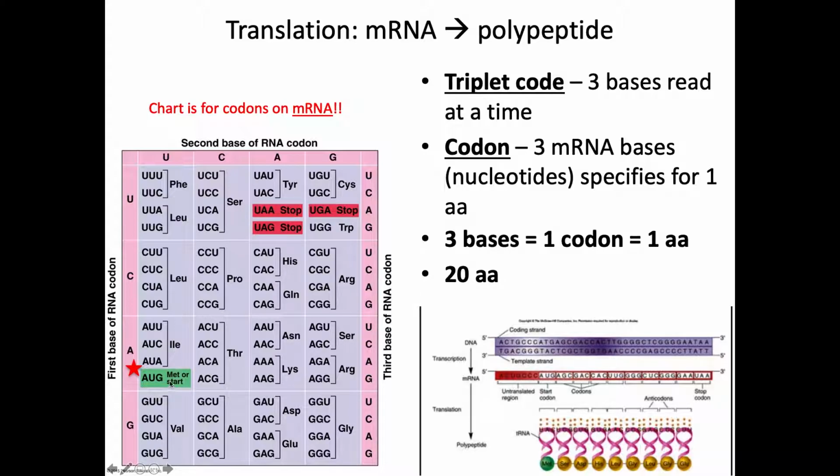So on this chart, you have one start codon that will specify for methionine, and then you have 3 stop codons.